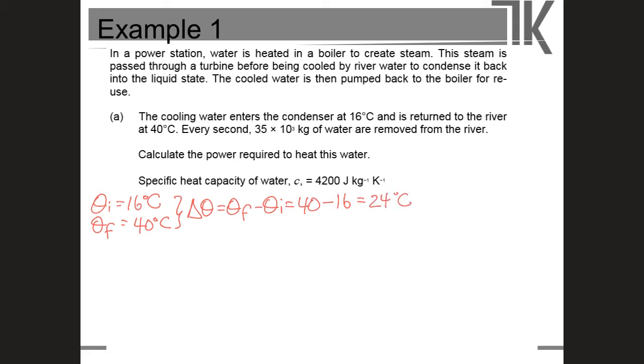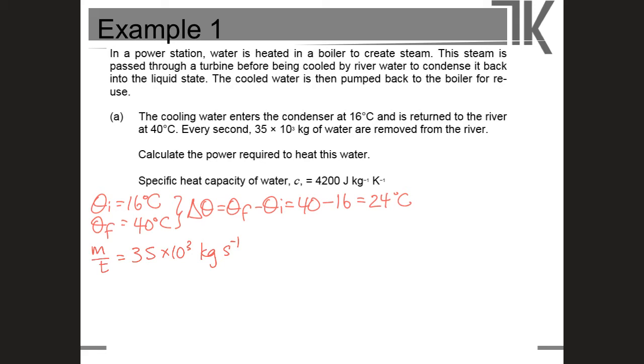Every second, 35 times 10 to the 3 kilograms of water are removed from the river. Now we need to be careful with this phrasing. So every second, that amount of water is removed. And that is a mass. So this is actually telling us a mass rate. It's telling us a mass per second. So we've got 35 times 10 to the 3 kilograms per second, because that's every second. And then it says, calculate the power required to heat this water. The specific heat capacity of water, C, is 4,200 joules per kilogram per Kelvin.